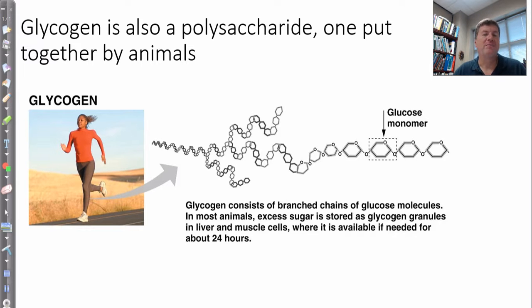So the three main polysaccharides: cellulose, which you can't break down; starch, which is one form of storage of glucose; and then animals use glycogen as their kind of standby energy source.